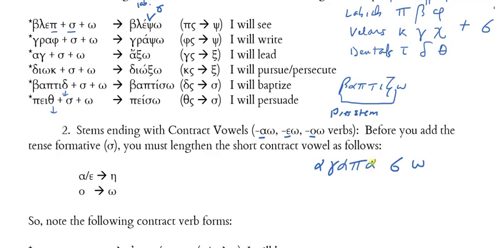But there's one change that happens here. The contract vowel, before I add the sigma tense formative, lengthens. Okay? And here's how they lengthen. Alpha and epsilon contract vowels lengthen to eta. They both do the same thing. Omicrons lengthen to omega. Okay?